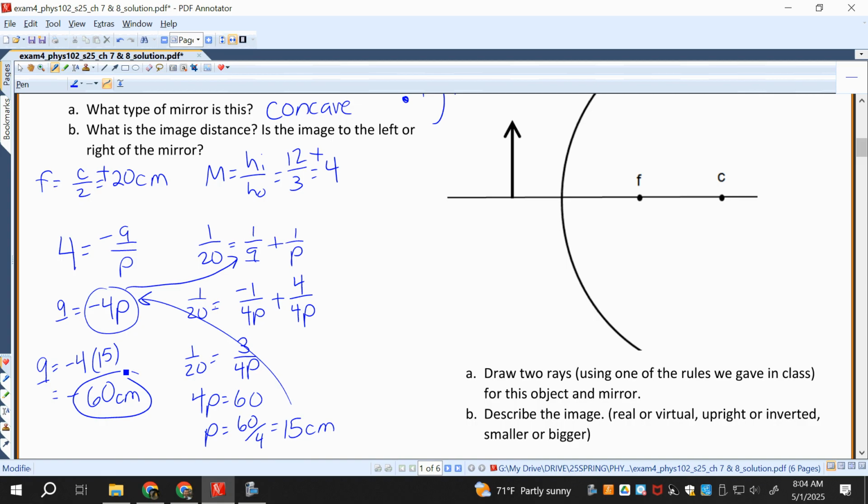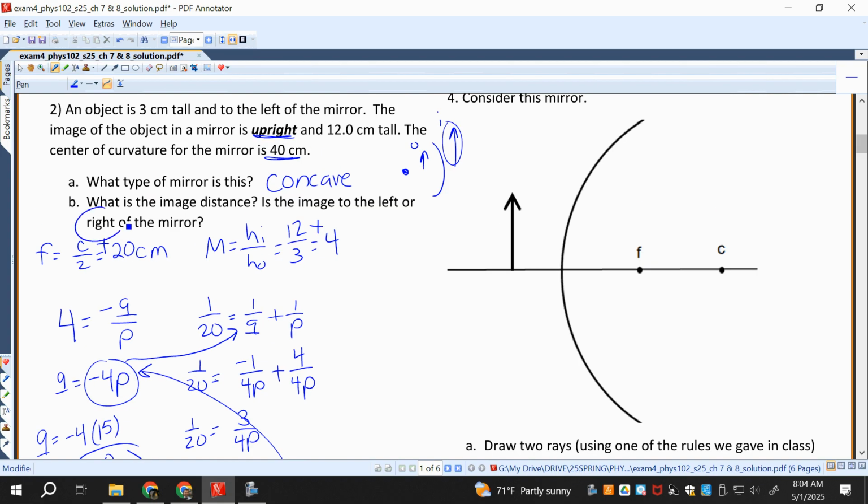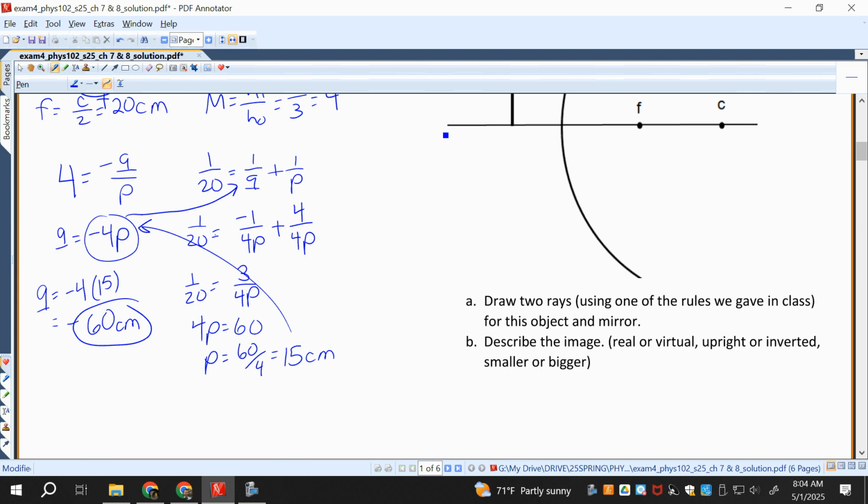And is it to the left or right of the mirror? Well, it's to the right of the mirror. In fact, if I knew this, I could get that right. But it's to the right of the mirror because it's negative. For mirrors, a negative means it's to the right of the mirror. It's on the virtual side of the mirror.